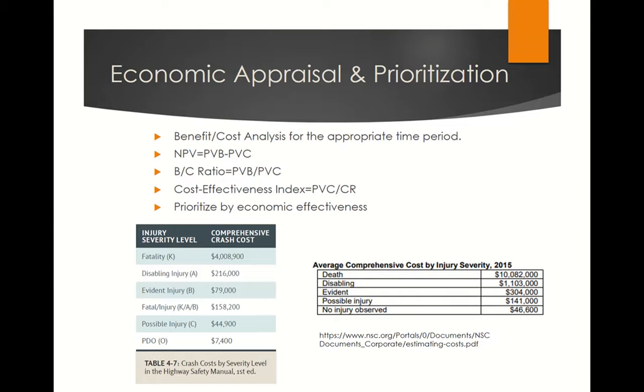Here you can see the Highway Safety Manual, the fatality, when they're talking about a comprehensive crash cost, is about $4 million. When we're looking at the economic cost or full social cost of loss of life, it's about $10 million, and that one is from a National Safety Council source. So keep in mind, if you put those numbers into your analysis, you may come up with some very different outcomes.